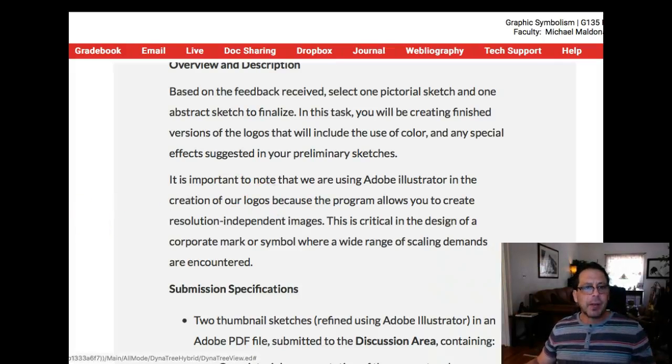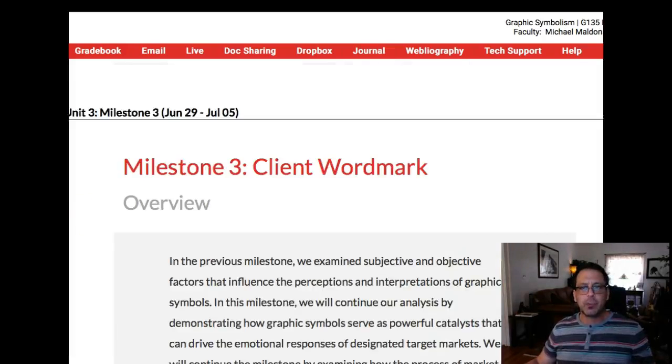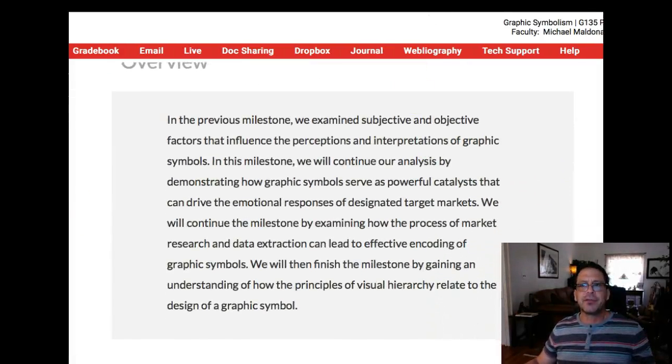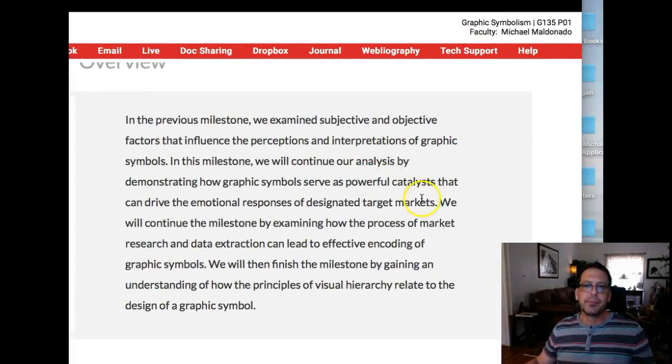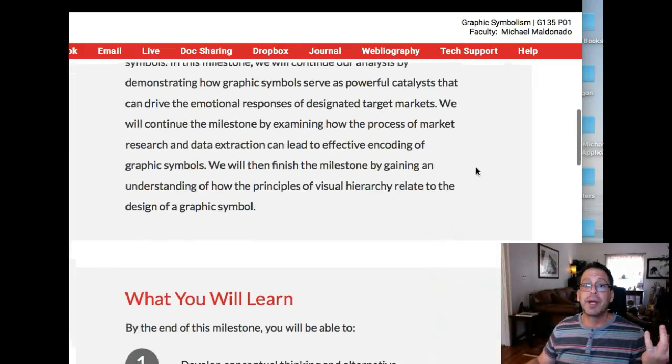Okay, so let's jump over to Milestone 3. I want you guys to see this is a really well-written paragraph, and I'm going to go through it real quick. In a previous milestone, we examined subjective and objective factors that influence perceptions and interpretations of graphic symbols. We're going to move on this week. In this milestone, we're going to continue our analysis by demonstrating how graphic symbols serve as powerful catalysts and drive emotional responses in designated target markets.